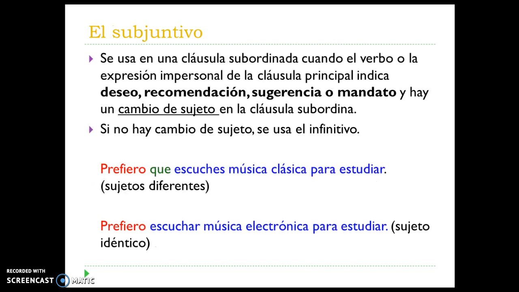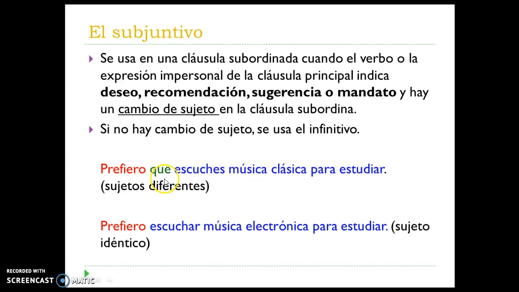Good. So this goes into a little bit more detail and tells us that to use the subjunctive, you do need to have that change in subject that we were seeing before. Okay, and if there's no change in subject, you don't have to conjugate the verb. You just use the infinitive form. So let's look at these two examples here. So prefiero here in red is the yo present indicative. So it's the yo form in present indicative.